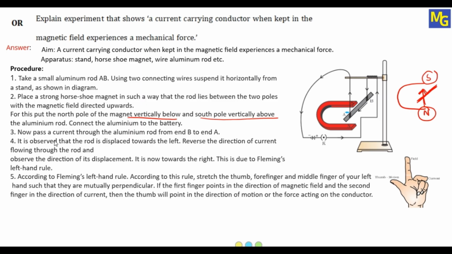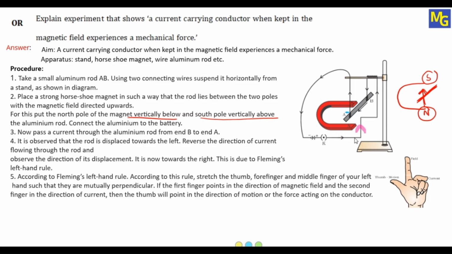Now the next point. Now pass a current through the aluminum rod from end B to A. This wire is connected to the battery as well as the switch. Once we switch on the current, we try to pass the current from B to A. So you can see the direction. The current is moving like this.